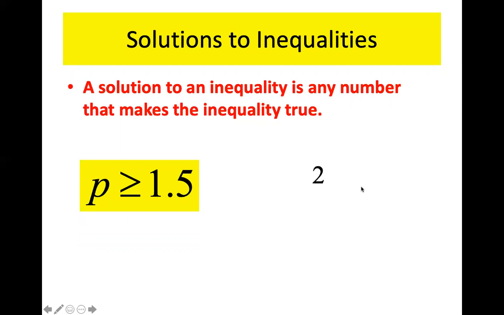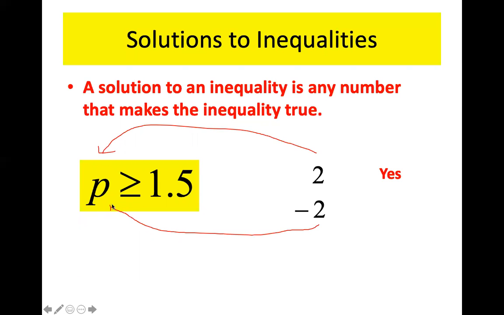So for instance, 2. If I take 2 and I toss it in for P, is 2 greater than or equal to 1.5? The answer is yes. If I take negative 2 and throw it in for P, well, negative 2 is not greater than or equal to 1.5, so you get a no. So that's the game we're going to play. Obviously, it'll be a bit more complicated than P greater than or equal to 1.5, but that's all we're basically doing. I'm going to give you some values, you toss it in, and you see if it makes it true or false.